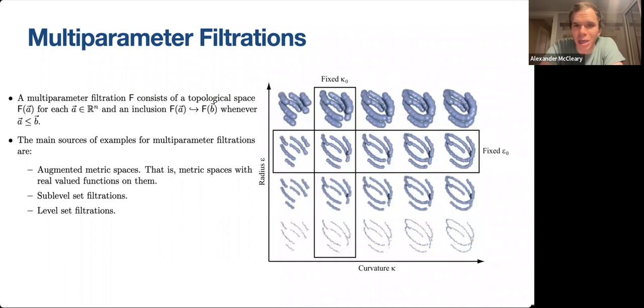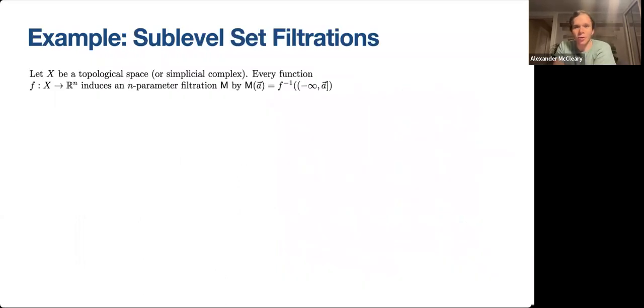Another example are sub-level set filtrations. So we've seen these before with real valued functions from, say, a topological space to the real line that induces a sub-level set filtration. What we'll see with multi-parameter persistence, we'll get sub-level set filtrations whenever we have a function from X to not just the real line, but R^n for any n. So it's a more general setup. And then lastly, we'll look at level set filtrations as well. So we'll go into more detail on that later on. Okay, so first things first, let's take a look at sub-level set filtrations.